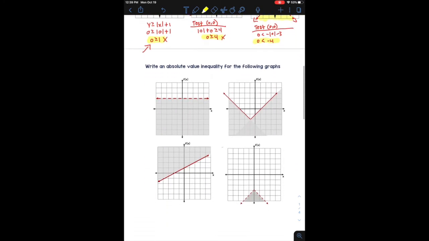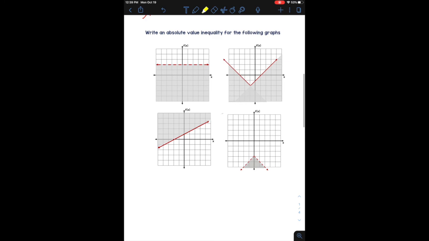And on the second page, what we're going to do is just do the opposite and write the equation. So I'm going to do the first two and then leave the second two for you guys to try. The first problem has a horizontal line, so I know that that would be a slope of 0 and crosses the y-axis at 2. So that equation would be y equals 2.